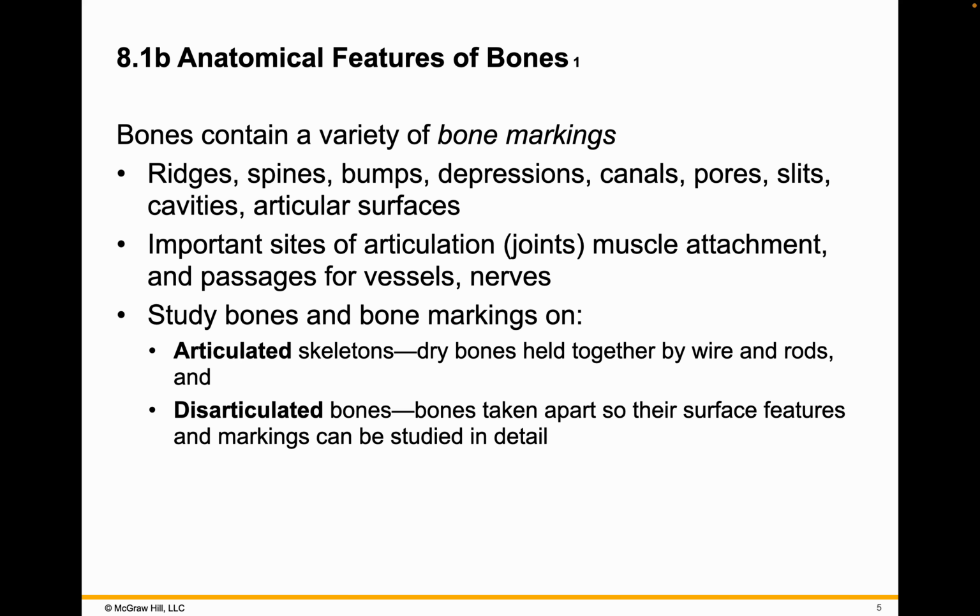Bones contain a number of markings. There are ridges, spines, bumps, depressions, canals, pores, slits, cavities, articulate surfaces, and they are important sites of joint forming, muscle attachments, nerves, passageways, and blood vessel passageways. And when you study bone markings on an articulated skeleton, that indicates a skeleton that is tied together with wires and rods, as it would be typically in anatomical position. The other option is disarticulated bones, where you have the individual bones and the surface features can be observed in a little more detail. And in the lab, in our in-person class, we have both articulated and disarticulated bones together.